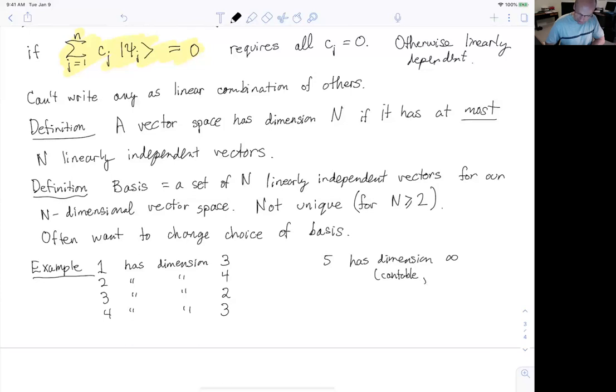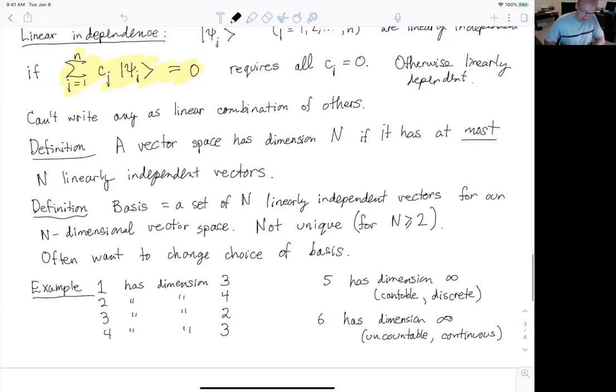And discrete, meaning it's just in one-to-one correspondence with the integers rather than being a continuous infinity. And that's in fact example 6. Example 6 has dimension infinity, but it's uncountable and continuous.